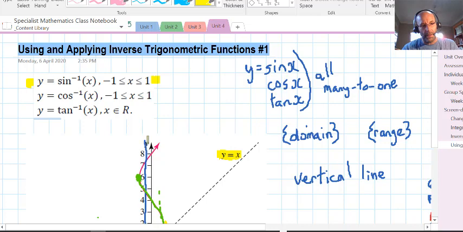And next video we'll more quickly go through the same corresponding results for inverse cos and inverse tan. So 2 more videos to go on this topic. The next one will be for inverse cos, inverse tan, and then the last one will be some worked examples to apply.